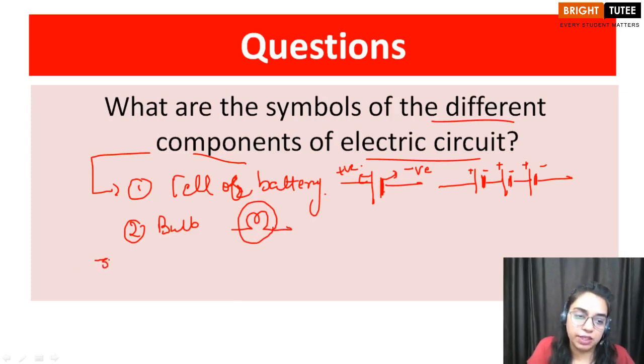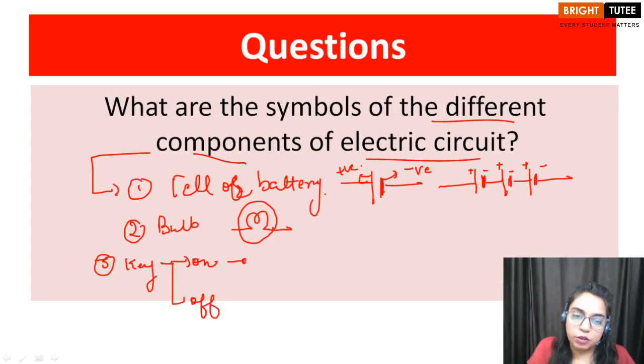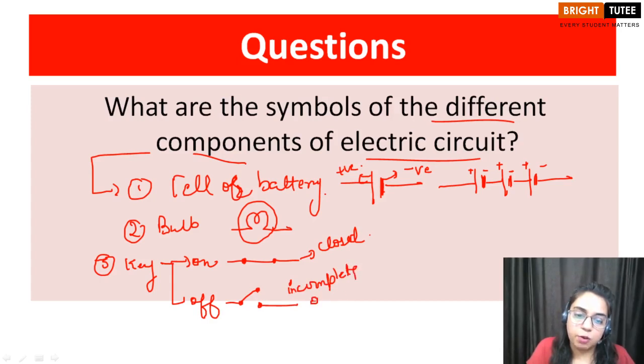Then children, we have the next component, which is a key. We have two symbols for the key. One is in the on position, the other is in the off position. In the on position, we complete the circuit, and such circuits are called complete circuits or closed circuits. In the off position, we do not connect the two connecting points. We make the circuit incomplete, which we also call an open circuit.